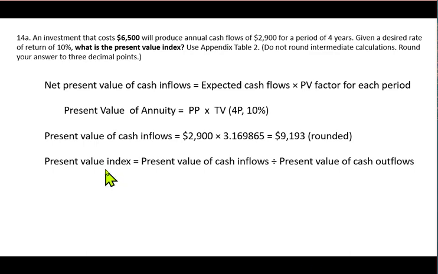So the present value index is equal to the present value of the cash inflows, which was this $9,193, divided by the present value of the cash outflows. Well, the present value of the cash outflows would be what you paid at time 0, today, which is $6,500. So let's do that. $9,193 divided by $6,500, the cash outflow, would give you a present value index of 1.414. Now, higher is better, but you don't have anything to compare it to. They just wanted to see if you could compute this index.